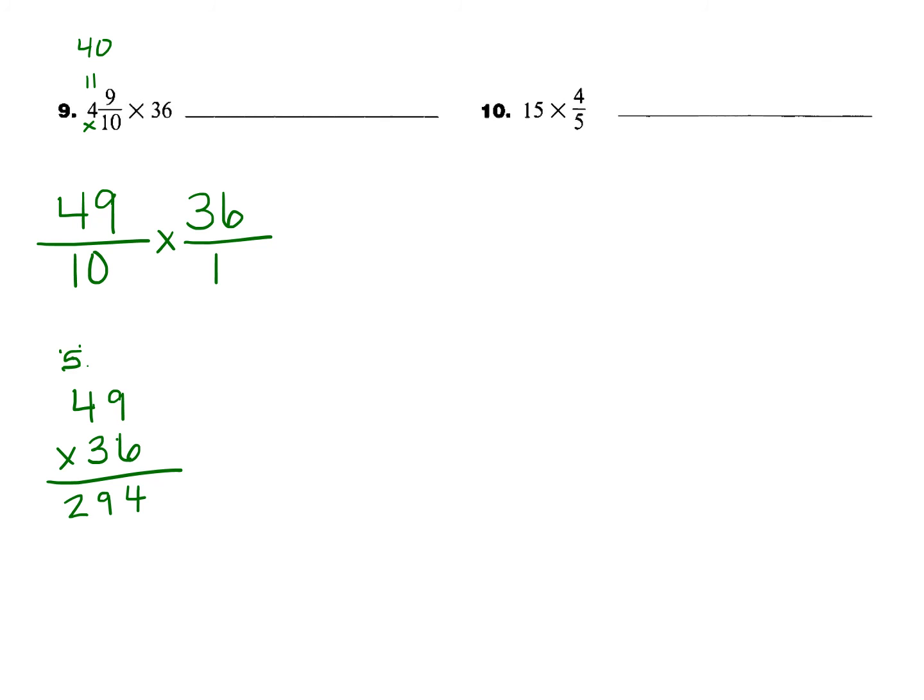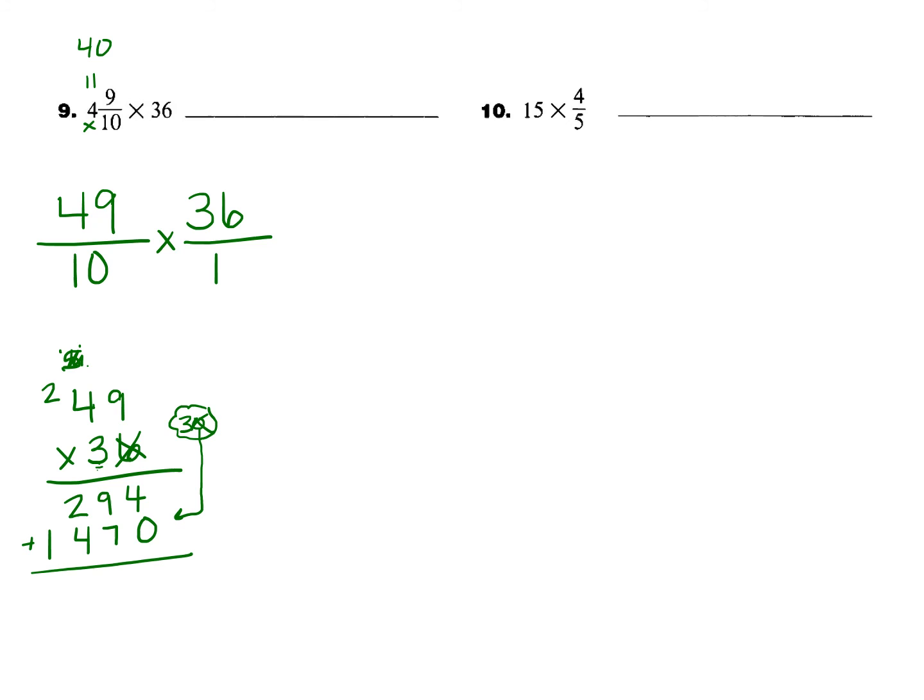I'm done multiplying by the 6. When I multiply by the 3, I'm actually multiplying by 30. So I'm going to use the 0 as a placeholder, and now I can multiply by 3. 3 times 9 is 27, carry the 2. 3 times 4 is 12, 13, 14.